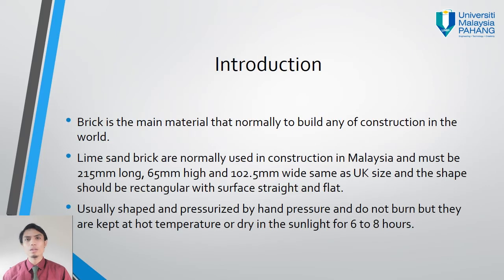As we know, brick is the main material normally used to build any construction in the world, such as buildings, walls and more. There are several types of brick, and one of them is lime sand brick. This brick is normally used in construction, and it must be 250 mm long, 65 mm high and 102.5 mm wide, which is the same as the UK size recommended by the JKR standard.